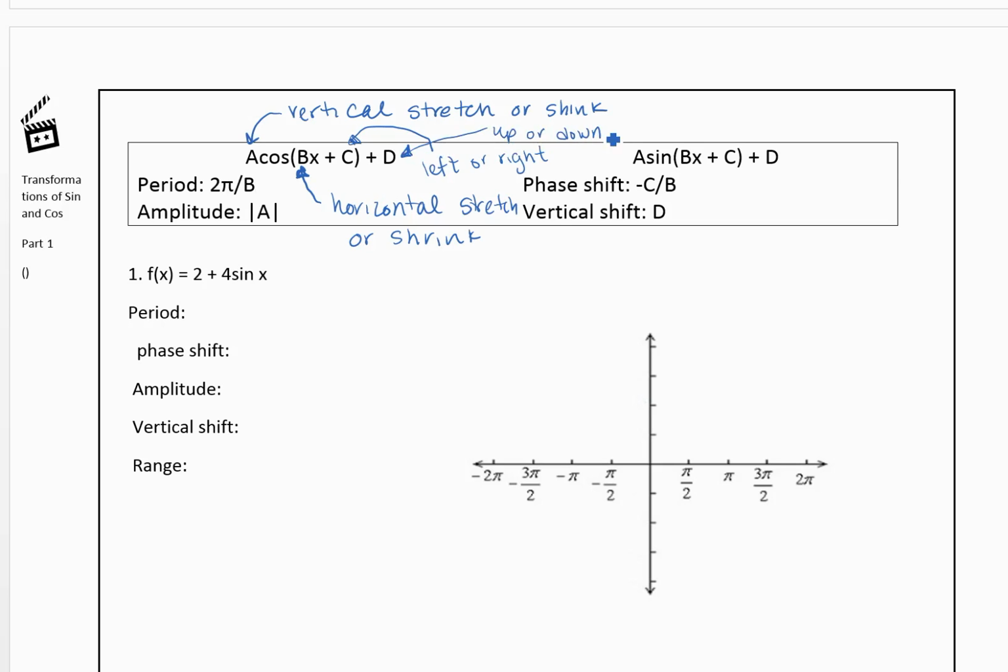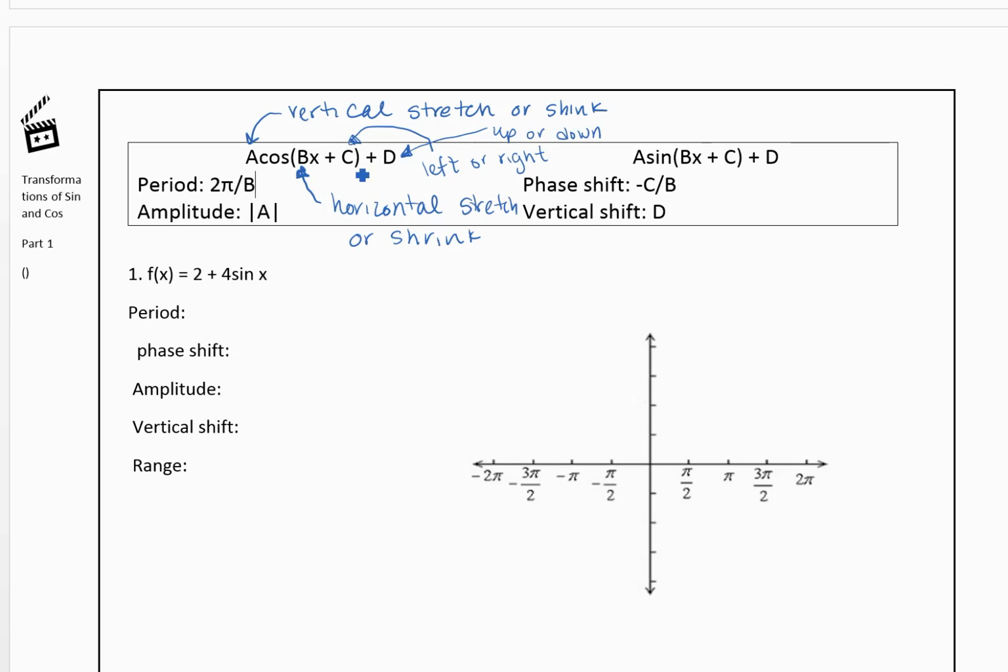Okay, so we've talked about the period and the amplitude. If we want to look at the total phase shift, how we've moved left or right, we're actually going to take negative c over b. Okay, and if it's positive, that will actually be going to the right, and if it's negative, you'll be going to the left. And the vertical shift is just what d is.